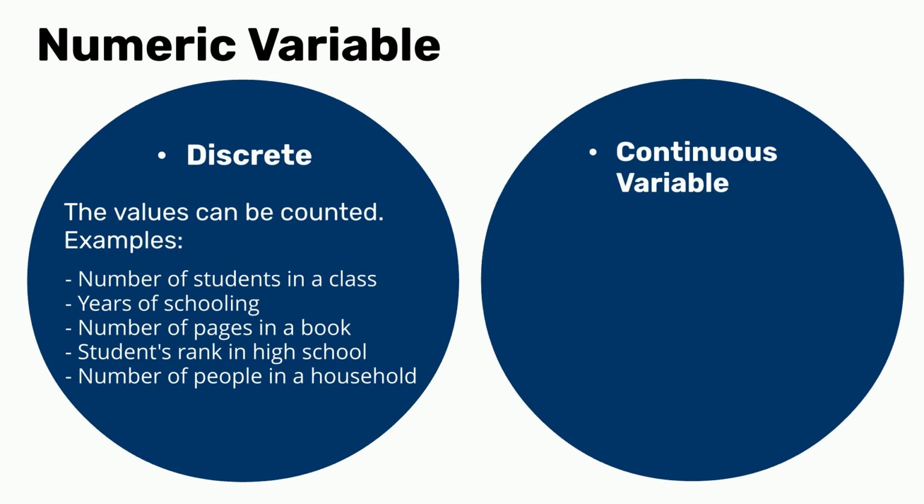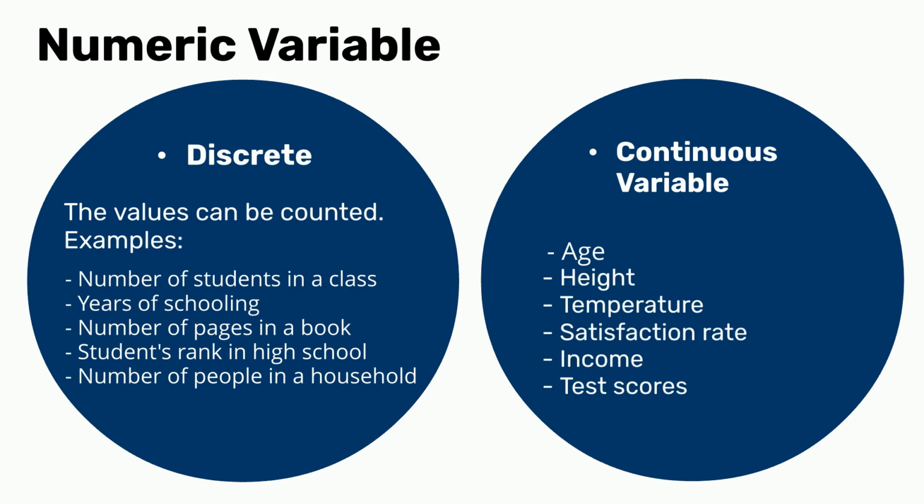As for a continuous variable, it can take forever to count. It is any value within a range. For instance, consider the age of a person. The person may be 20 years, 2 months, 14 days, 20 minutes old. In practice, the reported age would be rounded to the nearest year, so it would be 20 years. Other examples of continuous variables are height, temperature, satisfaction rate, income, and test scores.